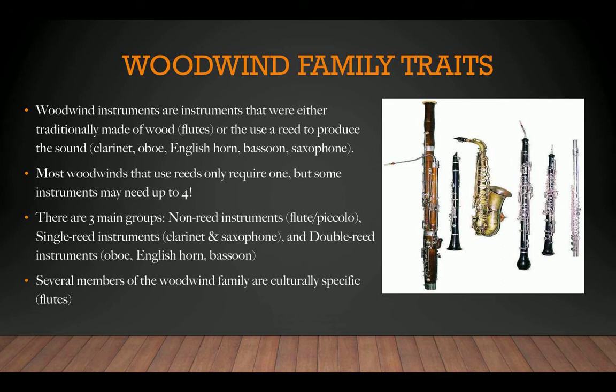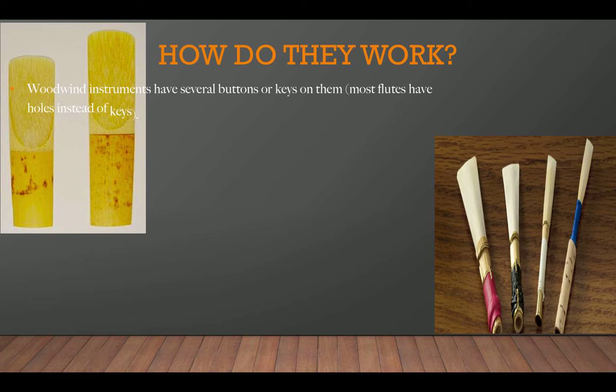Now, how do they work? Woodwind instruments have several buttons or keys on them. Most flutes have holes instead of keys. Actually, a lot of the woodwinds, like clarinets, have holes and keys. To explain this a little further, the flutes that you see and hear in popular music have keys, but traditionally, flutes didn't have keys, they had holes. Clarinets have both, and some of the other woodwinds have both. And saxophones just have keys. I mean, they have openings, but primarily you're pressing keys, you're not covering holes. The keys cover the holes.